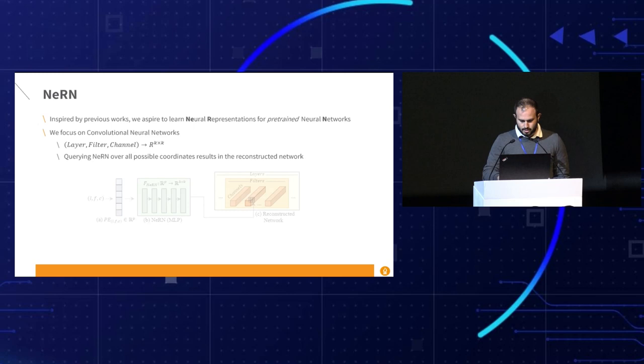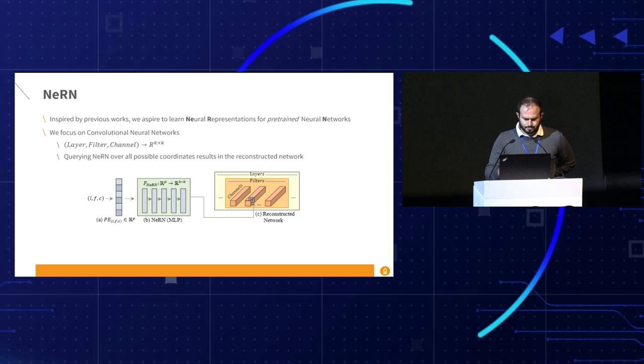Now, this process is visualized in the following figure. We begin by transforming the layer, filter, and channel indices to positional embeddings. Using these positional embeddings is a very standard and popular approach that was used in many neural representation works. Then these embeddings are fed into NeRN, which is a very simple MLP, and we obtain the weights of the corresponding k-by-k weight kernel, which can then be plugged into the reconstructed network.